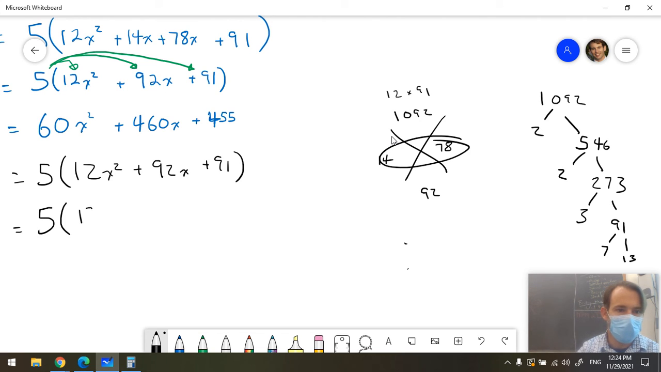14 and 78. So once you've found these numbers, you're going to break this middle term down. 5 times 12x squared plus 14x plus 78x plus 91. Okay. Actually, writing these in reverse order is better because the 14 has a factor 7 and the 91 has factor 7. So put them together. The 78 also has a factor that goes in with 12 as well.